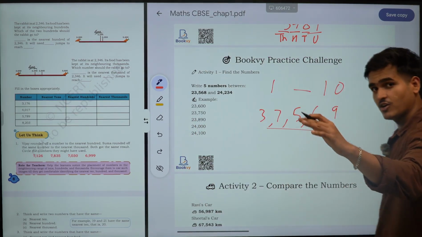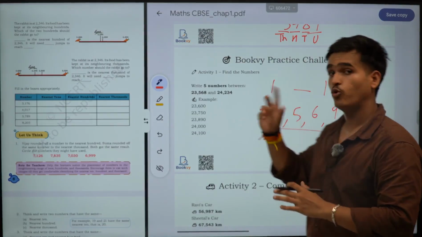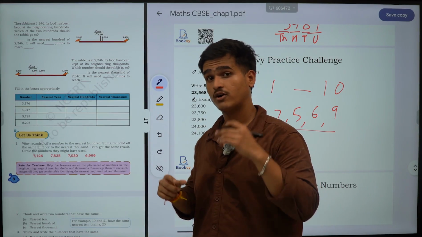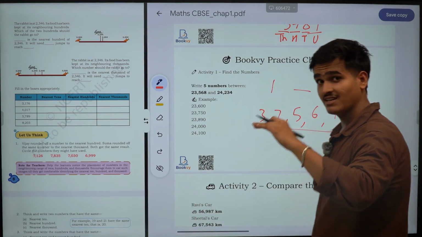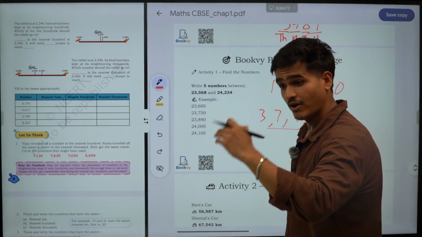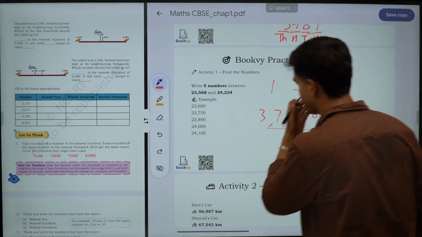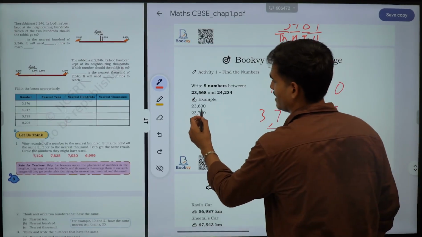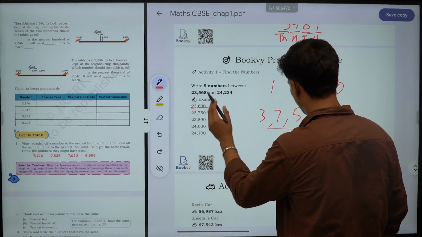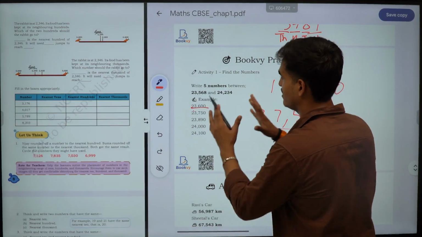But make sure the 5 numbers follow the golden rule I have taught: if it is greater than 5, you have to go up. Lower than 5, you have to go down. So for example, they have taken 23,600. It's between the 5 numbers.